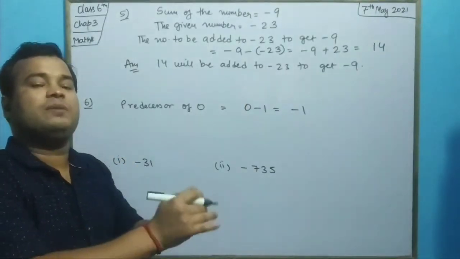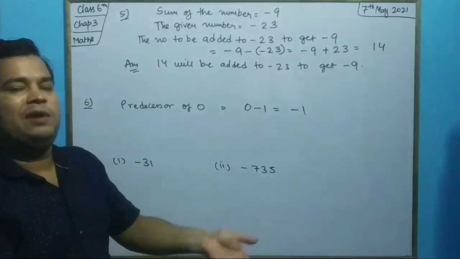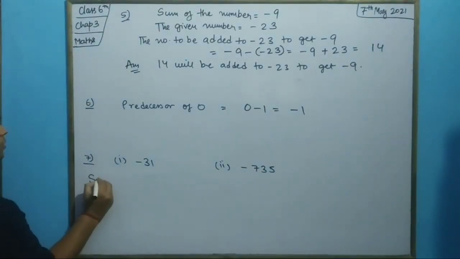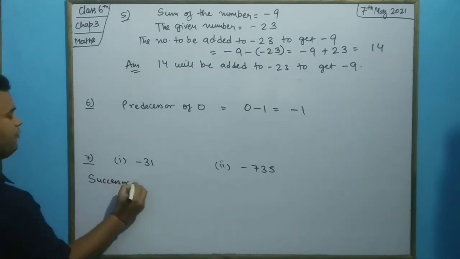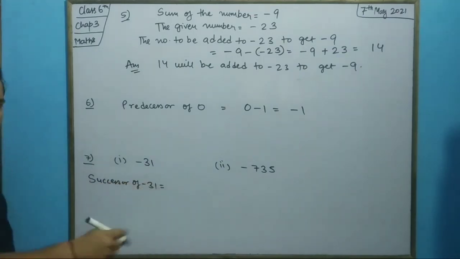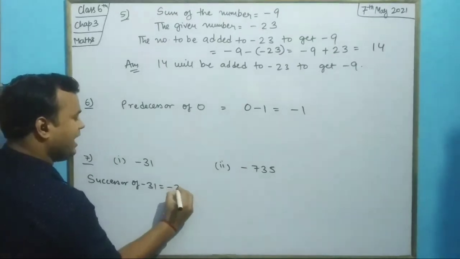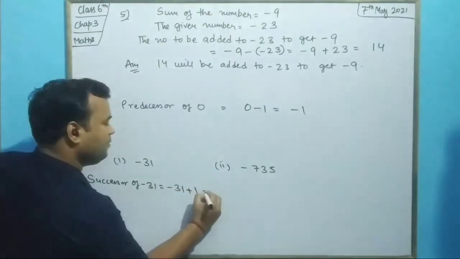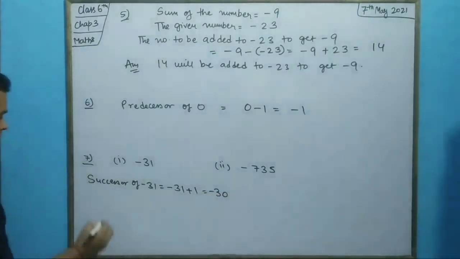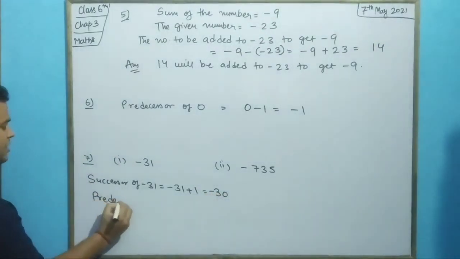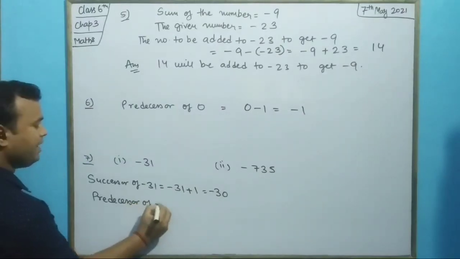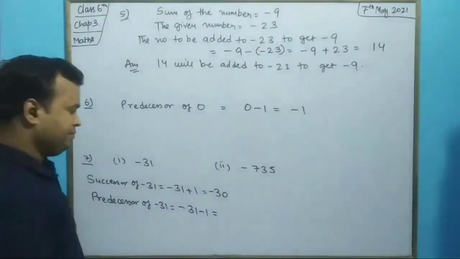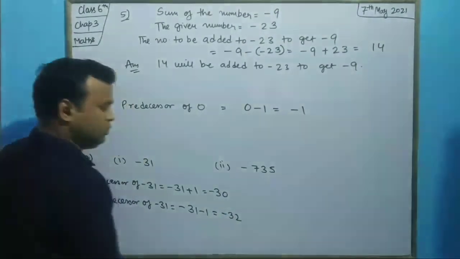Okay, in the 7th question, we have to find the successor as well as the predecessor. The successor is the number which comes just after it and the predecessor just before it. So for the successor of minus 31, that comes just after it, we need to add 1. When minus 31 plus 1, it will be minus 30. Again, we need to find the predecessor of minus 31. Just subtract 1 from it. So it will be minus 32.